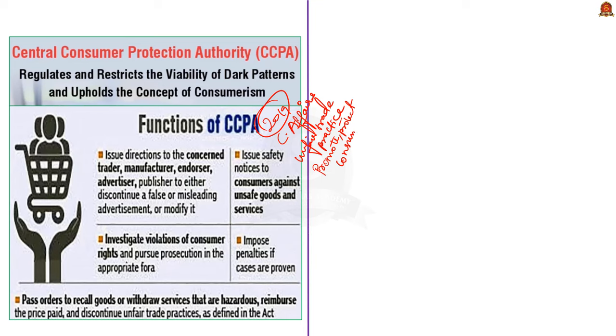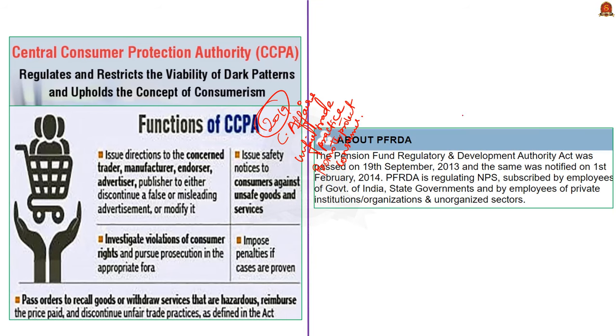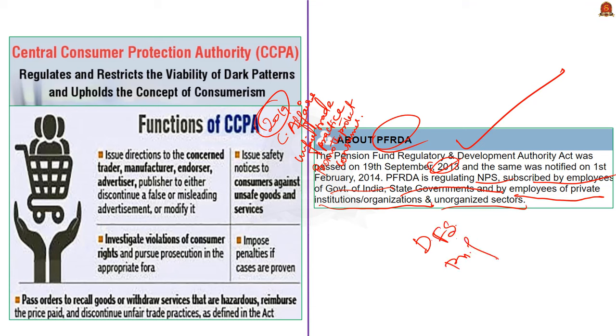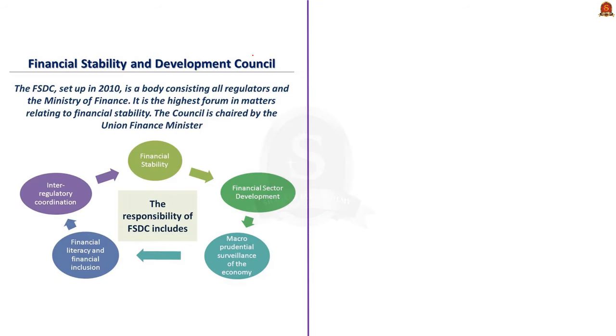Now the body mentioned thirdly is the Pension Fund Regulatory and Development Authority, in short called as PFRDA. So it was enacted by the Pension Fund Regulatory and Development Authority Act in 2013. It regulates NPS subscribed by employees of government, then state government, and by employees of private institutions or organizations and unorganized sectors. Remember, it operates under the Department of Financial Services, which comes under the Ministry of Finance. So this body comes under the Ministry of Finance. And finally, the Financial Stability and Development Council.